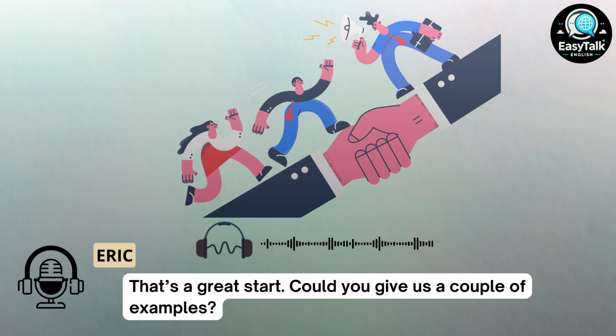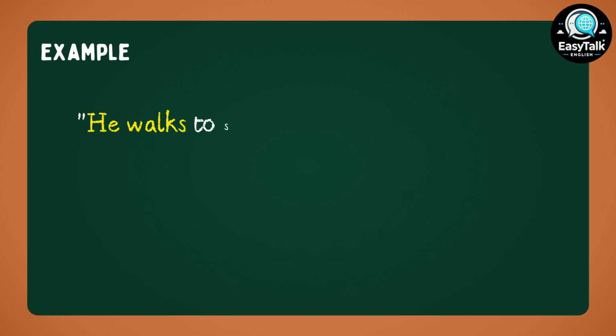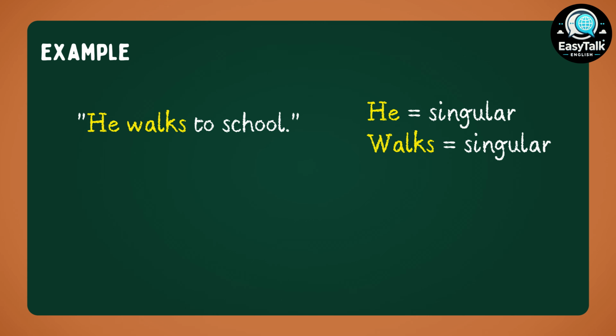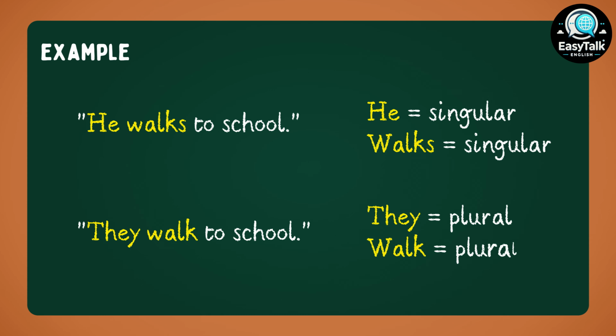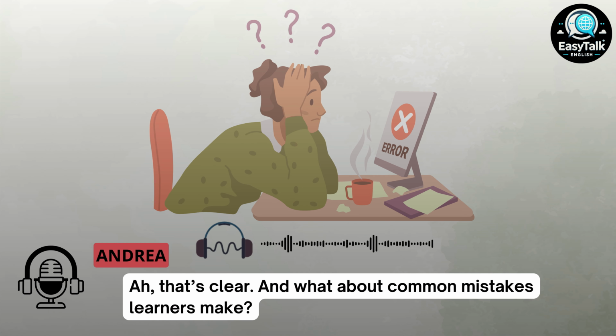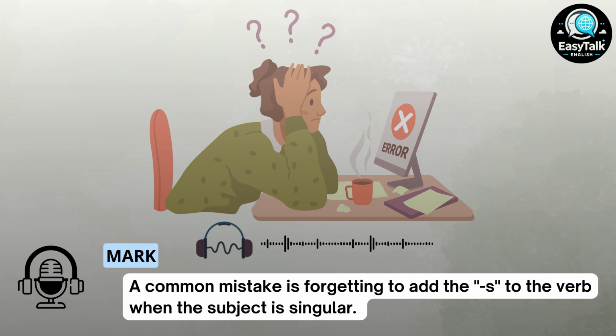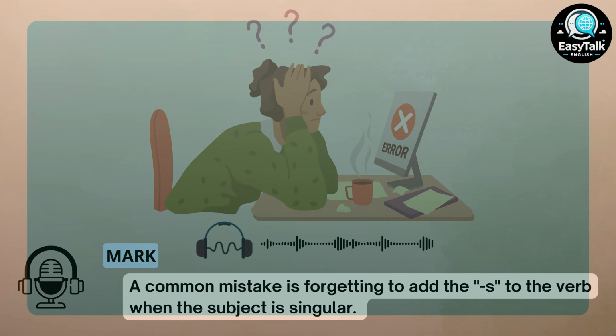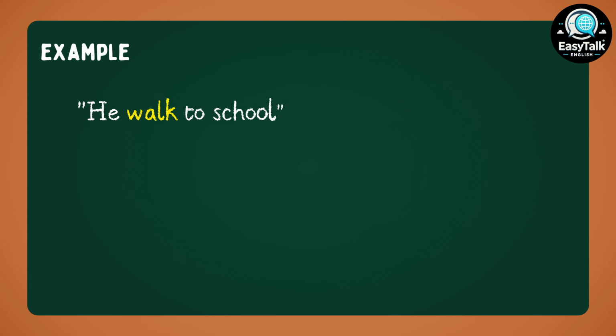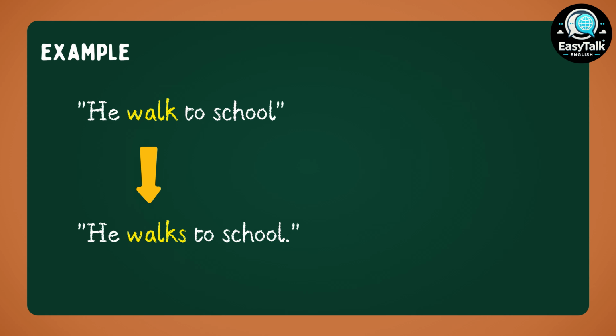That's a great start. Could you give us a couple of examples? Sure. Here's a simple one. He walks to school. The subject, he, is singular, so we use the singular verb walks. Now, if we say they walk to school, the subject they is plural, so we use the plural verb walk. That's clear. And what about common mistakes learners make? A common mistake is forgetting to add the s to the verb when the subject is singular. For example, people might say he walked to school instead of he walks to school.